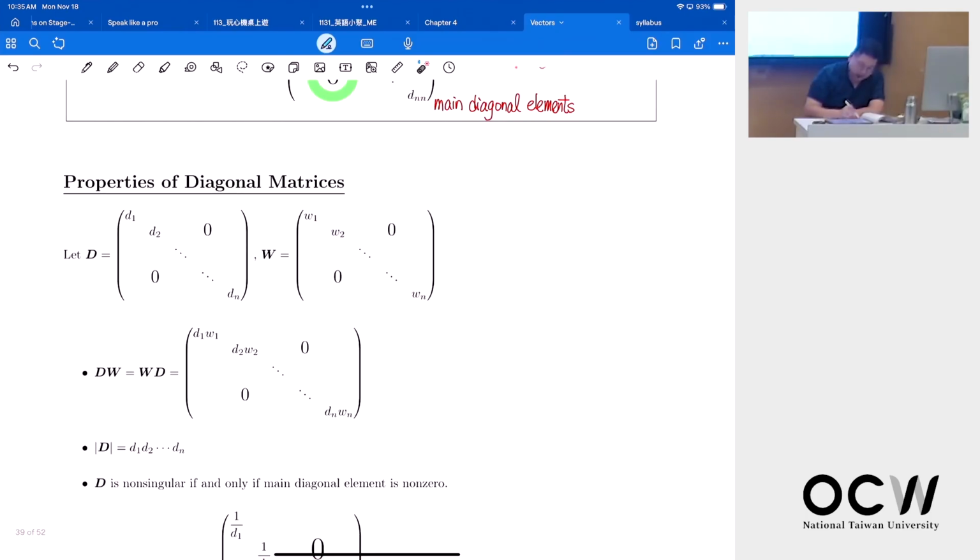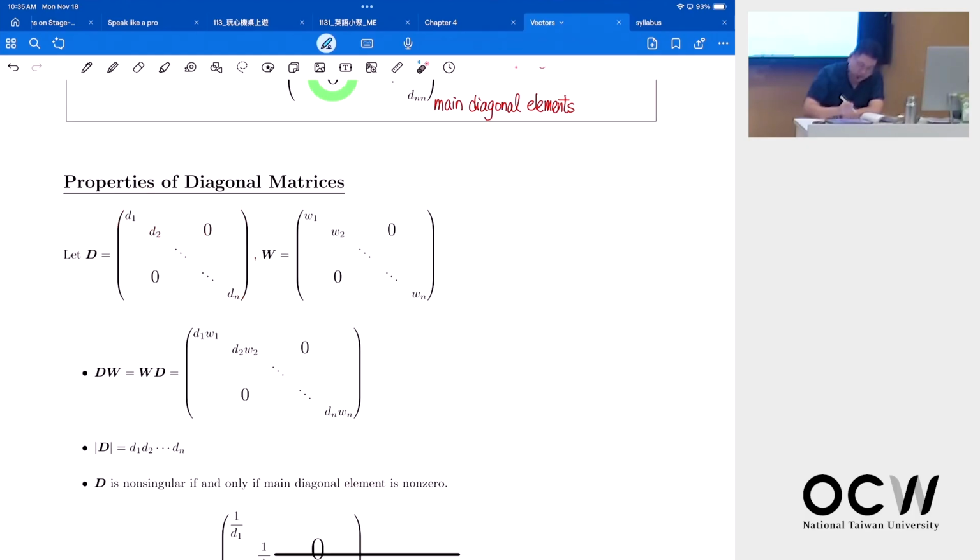The second one, if I take the determinant, since they're all 0, right? If I choose the first row, I get D1 times the rest, and others will be 0, so you don't need to calculate. Then for this sub-matrix, you also choose the first column. Then I have D2 times the rest, because others will be all 0.